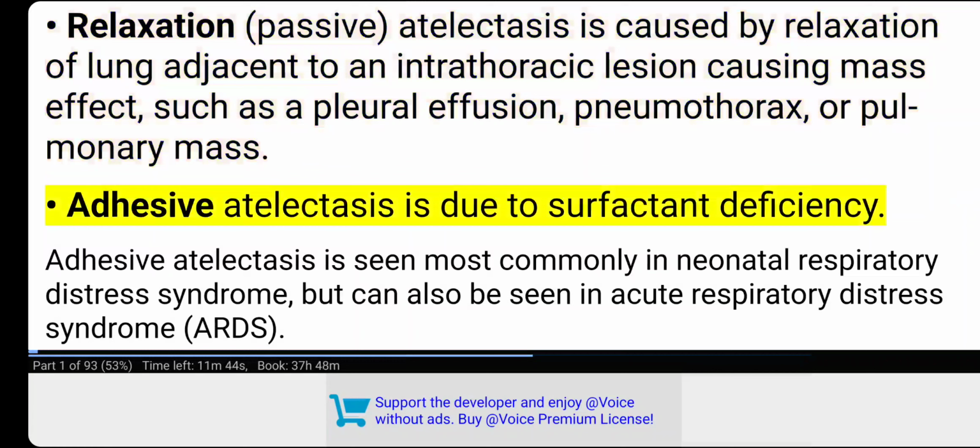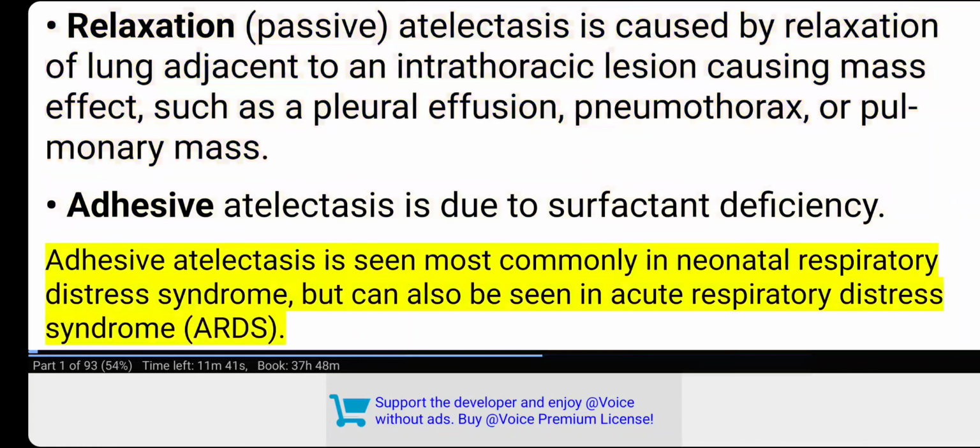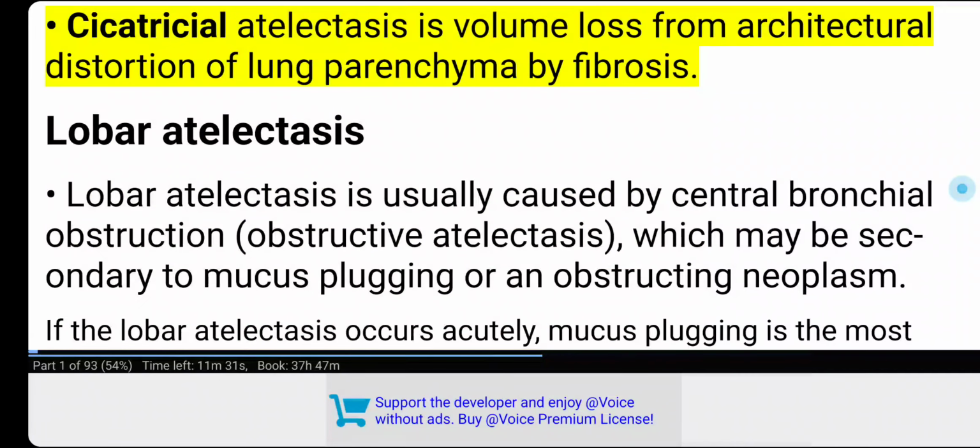Adhesive atelectasis is due to surfactant deficiency. Adhesive atelectasis is seen most commonly in neonatal respiratory distress syndrome, but can also be seen in acute respiratory distress syndrome (ARDS). Cicatricial atelectasis is volume loss from architectural distortion of lung parenchyma by fibrosis.